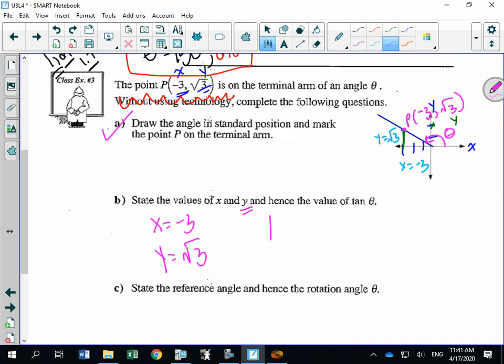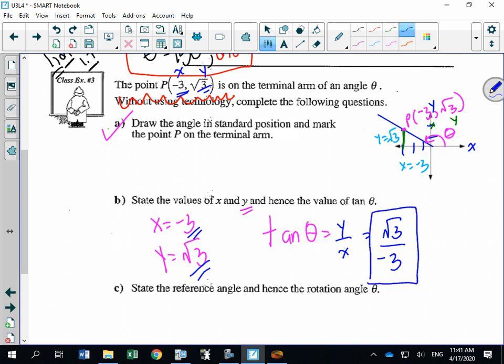So tan of theta is equal to, we know that tan is y over x, and I do have what y is, and I do have what x is. So tan of theta is root 3 over negative 3. And that would be my tan of theta. Let's check according to our CAST rule. We are in quadrant 2, and the only ratio that's positive in quadrant 2 is sine. Sure enough, tan is negative.